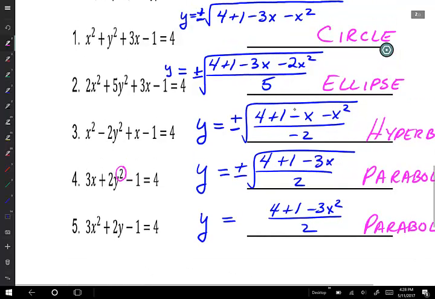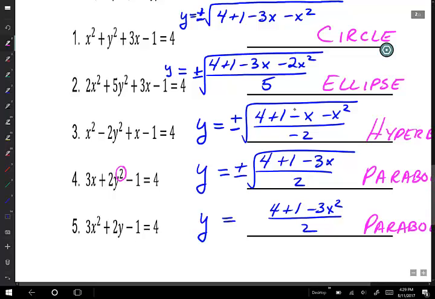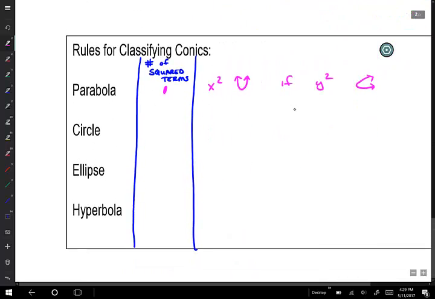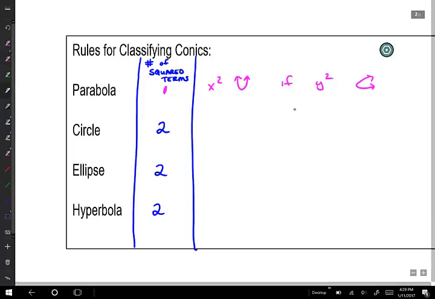Now let's look at our other part, squared terms. Number 1, number 2, and number 3 each has both x squared and y squared. So by default, we can say a circle is going to have 2 squared terms, as is an ellipse, as is a hyperbola.